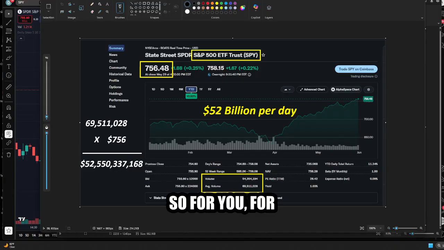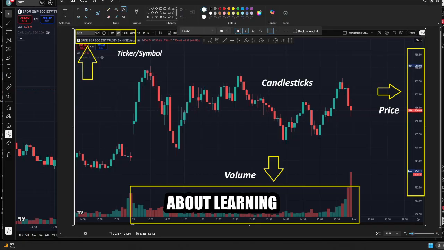So for you, for me, for us, to be able to look for $500, $1,000, $5,000 per day out of the market is not inconceivable, and it's not far-fetched when you realize how huge the daily volume and the amount of dollars traded every single day is, of just this one symbol, the SPY, the S&P 500, $52 billion per day. We're going to talk still about learning how to trade and how to read the charts.